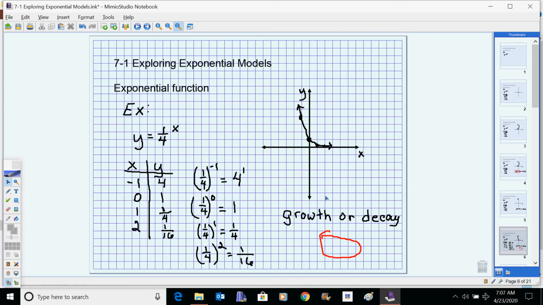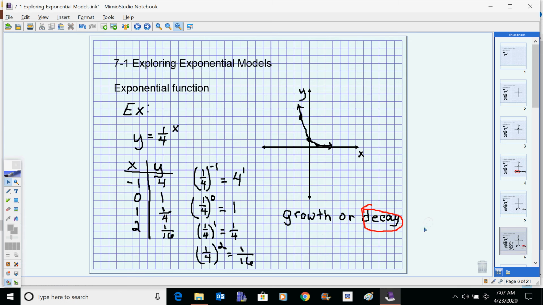Then we need to consider whether it's a growth function or a decay function. Growth means getting to be greater and greater. Decay means getting less and less. And what we see, this one from left to right is sliding down. So that would fall into the decay function category.